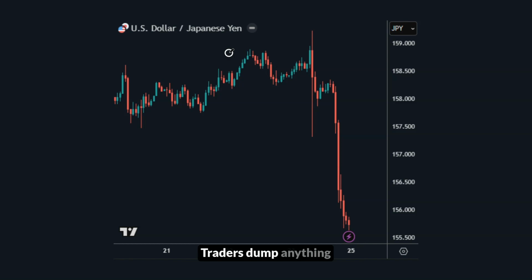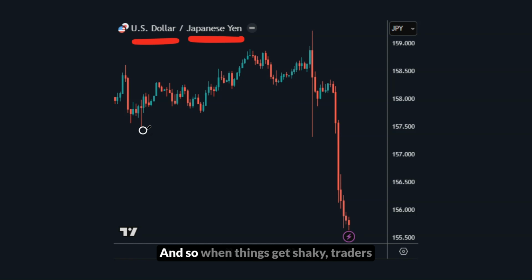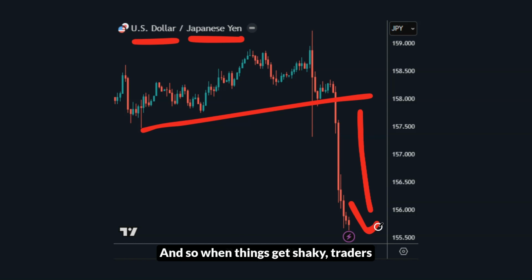Traders dump anything to rush into safe havens. They close the carry trades. In this case, the dollar against the Japanese yen is a carry trade because the dollar has a much higher interest rate than Japan. And so when things get shaky, traders start unwinding that carry because they want to own the Japanese yen, because it's a safe haven.